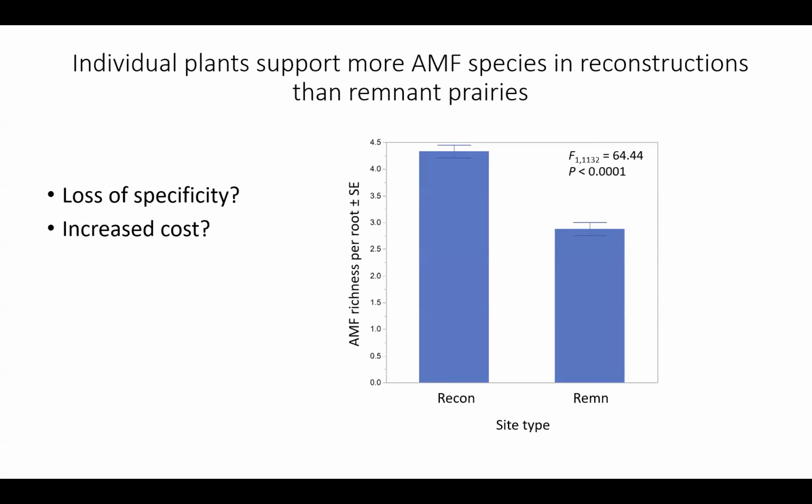One thing that we notice when we look at individual plants in reconstructions versus remnants is that there's a small difference in how many AM fungal species individual plants are supporting. When you look at plants in remnants, on average, they're supporting about 3 AM fungal species. When you look in reconstructions, it's almost 4.5. So does that suggest, to some extent, a loss of specificity, if there is any specificity in this relationship? And also, what does that mean in terms of cost? Is it more expensive for plants to maintain more AM fungi?